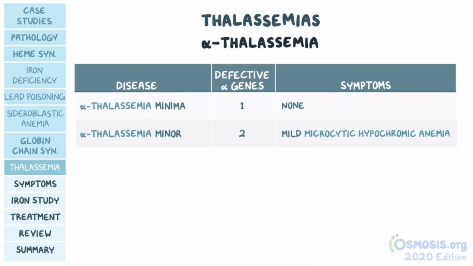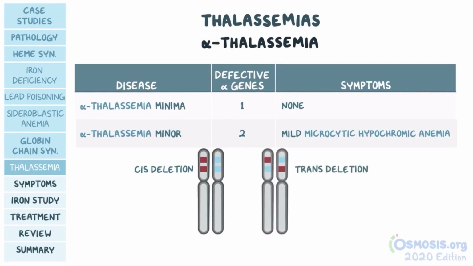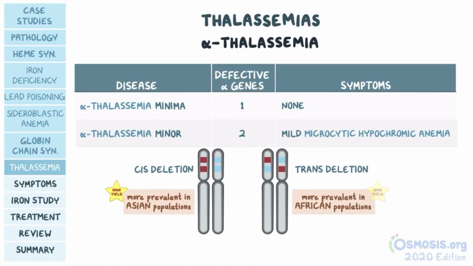This can either be caused by a cis deletion, where mutated genes are on the same chromosome, or a trans deletion, when the mutated genes are on 2 different chromosomes. Cis deletion variants are more prevalent in Asian populations, whereas trans deletion variants are more prevalent in African populations.